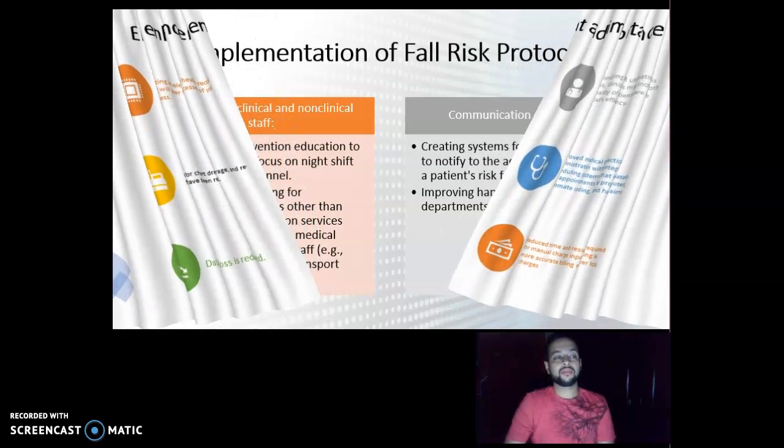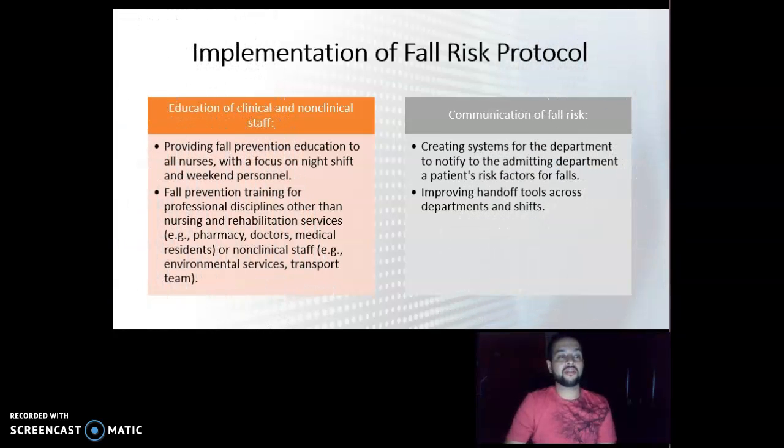Moving further, as we can see, implementation best practices require great attention to detail. Some of the concerns that may need to be addressed in the clinic are, as we can see, education of clinical and non-clinical staff, providing fall prevention education to all the nurses with a focus on night shift and weekend personnel. Maybe that will prevent the questionnaire from being filled again and again.